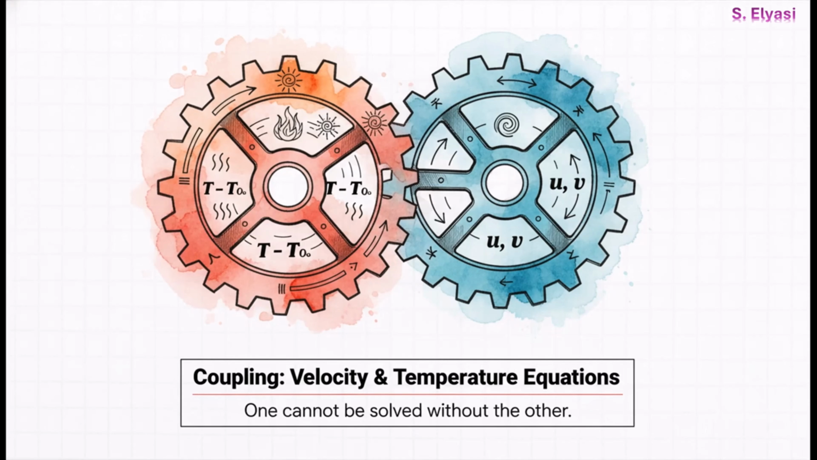And this brings us to a really critical point. Once we make that substitution, our final equation of motion shows that the fluid velocities, u and v, are now directly tied to the temperature difference T minus T infinity. This is huge. It means the momentum equation and the energy equation are coupled. You literally cannot solve for the velocity if you don't know the temperature, and you can't figure out the temperature profile if you don't know the velocity. They are completely locked together.